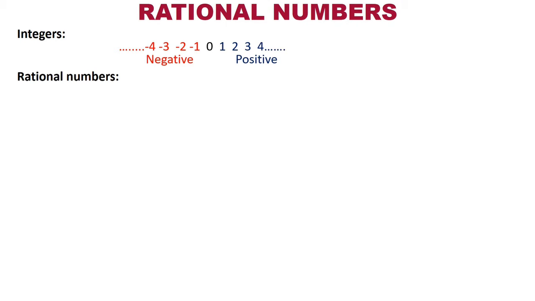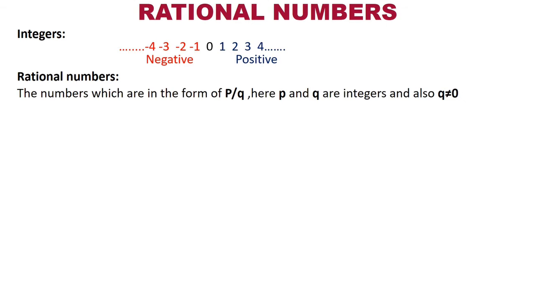Now let's learn rational numbers. The numbers which are in the form of p by q, where p and q are integers and also q is not equal to 0. Example, 2 by 3. It has integers, and 3 is not equal to 0. This is a rational number.